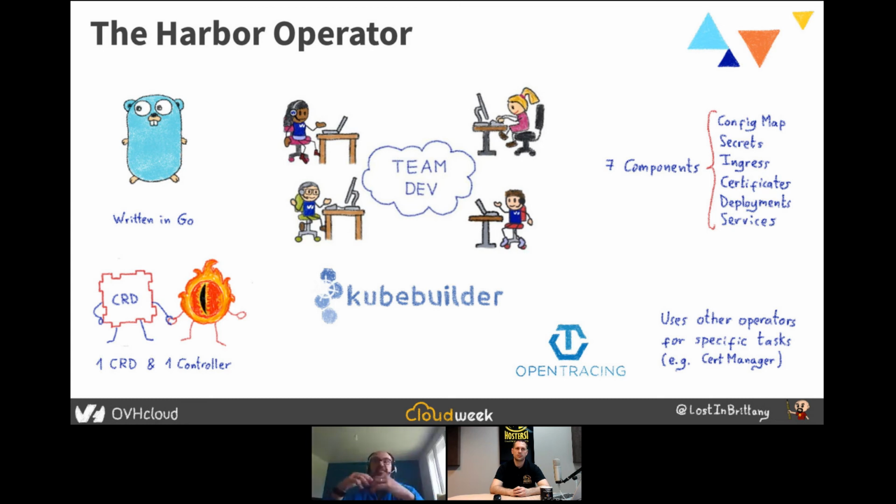They use other existing operators in order to delegate tasks, because we were building a hardware operator, but our hardware operator needed to manage certificates. So, hey, there is already a really good operator to manage certificates, Cert Manager. So our operator uses Cert Manager to manage certificates, and we concentrate ourselves on hardware knowledge. We also added OpenTracing in order to be able to measure the state of the operator and its performance everywhere at any moment in order to improve it over time.